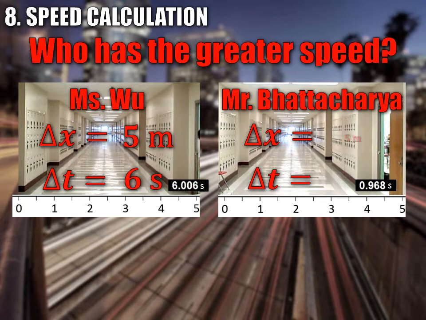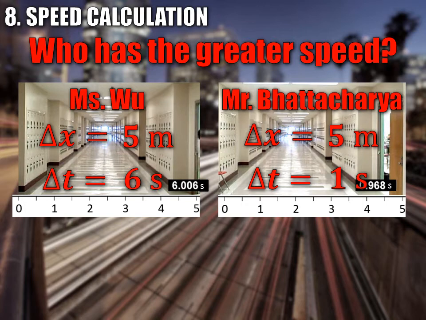Mr. Bhattacharya, similar analysis would give us the same hallway, 5 meters, and the time of less than 1 second, so about 1 second to make it across the hallway. So notice that this information tells us who had the greater speed, because speed is distance over time, which means if Miss Wu and Mr. Bhattacharya traveled the same distance, the person whose speed is greater is the person whose position is changing more quickly.